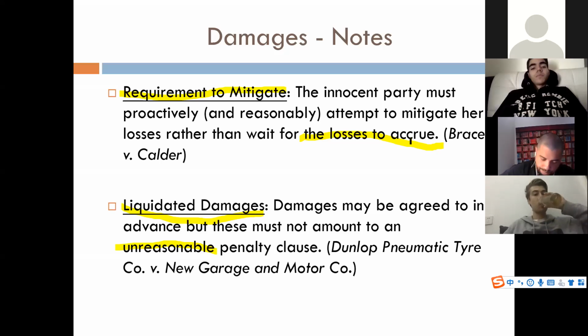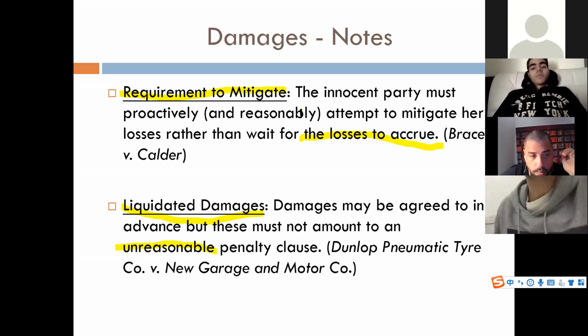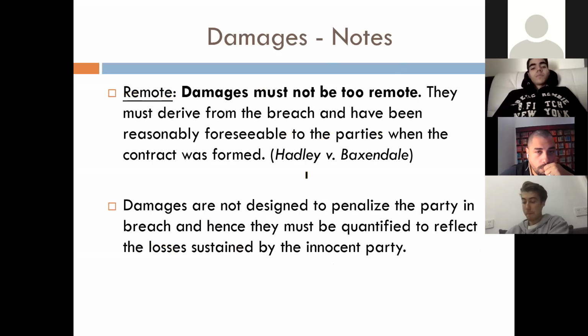So let's continue. We talked about requirement to mitigate. We talked about liquidated damages. And we already know this idea, which is still very important, that damages must be foreseeable, that you cannot be responsible if you couldn't have seen the damages. Now, as we said before, for remedies, we're pretty much just talking about damages. In contracts, it's rare that we talk about specific performance.